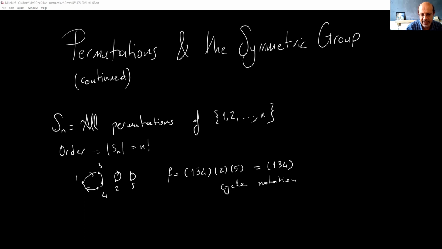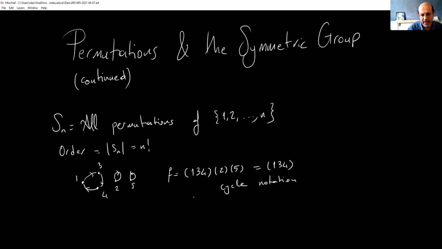So let's remember that Sn is the set of all permutations. We think of these as functions that send this set to that set, but it's an invertible function, therefore it's also onto. We consider all permutations as functions on that set. It's not just a sequence of numbers, it's a function. As a result, the composition of these functions is the group operation here, and the order of the group is n factorial, obviously.